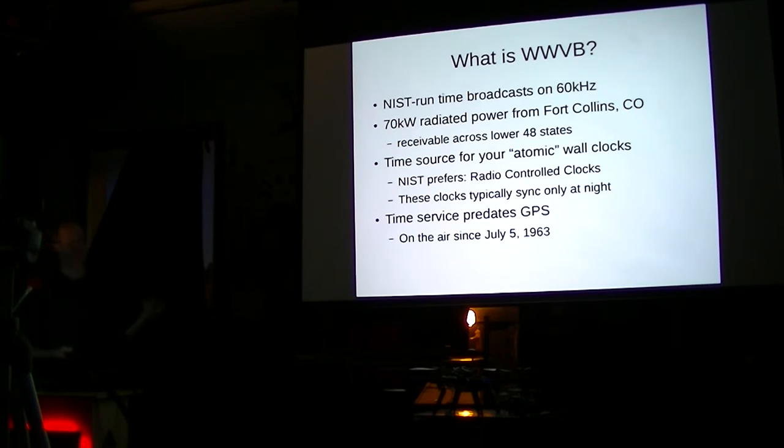This is actually the time source that's behind a lot of the commercial atomic wall clocks that you see out there. There's nothing atomic about them, other than that obviously NIST has its own traceability back to its own atomic time sources. Those are just really radio-controlled clocks, and that's actually what NIST would prefer to have them called, but atomic sounds better for marketing. I think there's about 50 million of these things between wristwatches and wall clocks and stuff out there, which is pretty impressive.